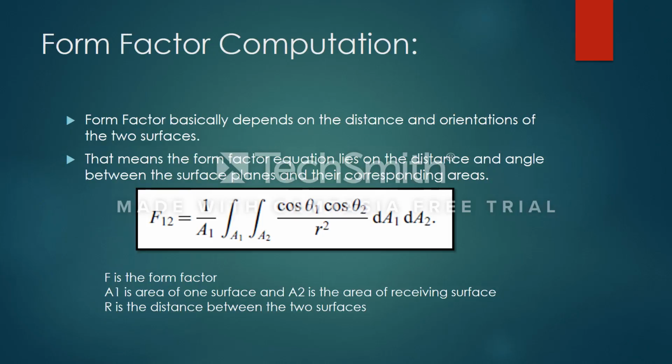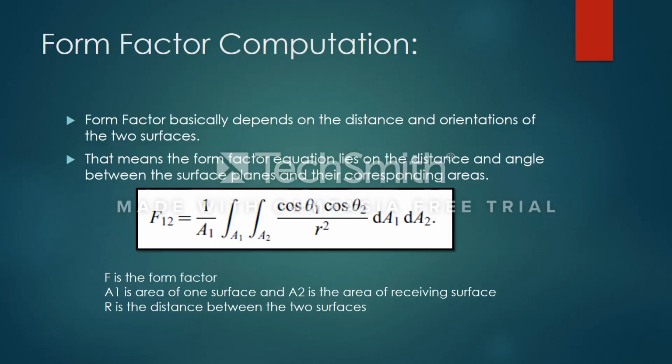Form factor computation. We have seen form factor in the earlier slides, so let's compute that now. Form factor basically depends on two parameters. One, the distance between the two surfaces which we are going to calculate the form factor for, and the second one is the orientation of the two surfaces with respect to each other. So the formula is this.